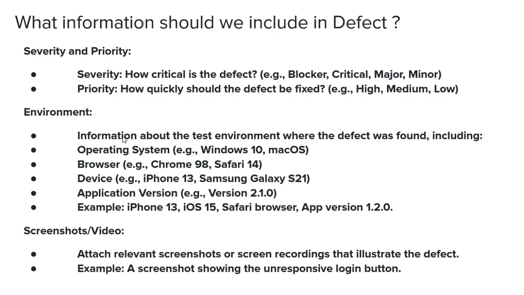Environment. On which environment has that issue occurred? On which environment was that defect found? That can be a specific operating system like Windows or Mac OS. It can be a specific browser also sometimes. Sometimes some issue might happen only on the Safari browser. Some issue might happen only on the Chrome browser, etc. If it's mobile application testing, then we should always mention on which mobile device the issue has occurred.